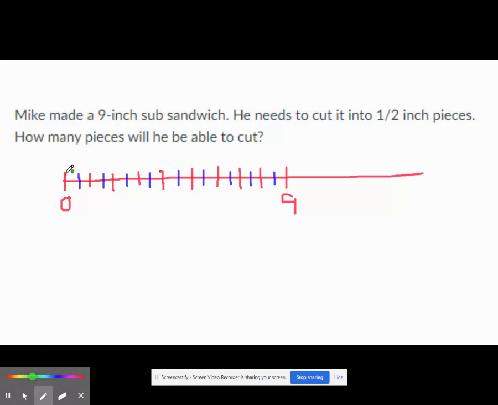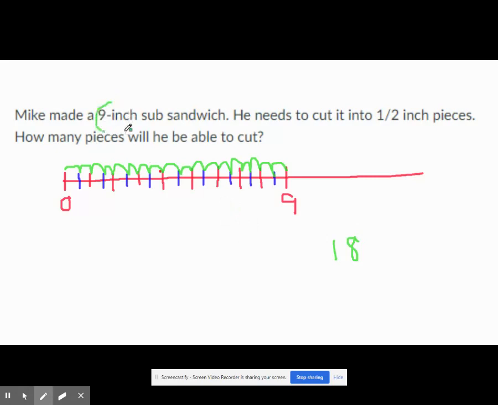So now we just need to count out how many pieces we've got. We've got 1, 2, 3, 4, 5, 6, 7, 8, 9, 10, 11, 12, 13, 14, 15, 16, 17, 18 pieces. So we could do 18 pieces. There's another way you could have done this out.